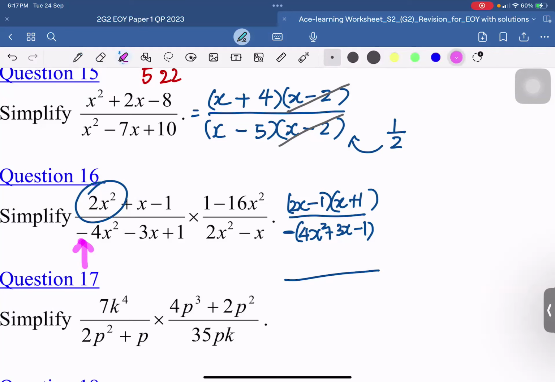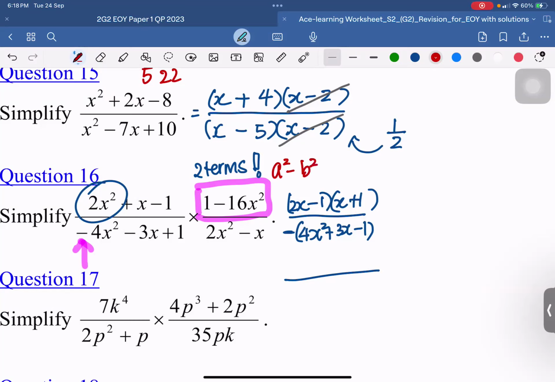Next one, then this one is 2 terms. Do you remember? 2 terms need to use what? A minus B, then something. Correct. A minus B, then A plus B. So this is A square minus B square equals to A plus B, A minus B.